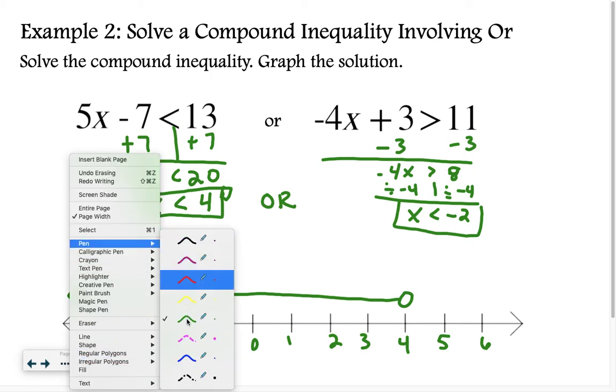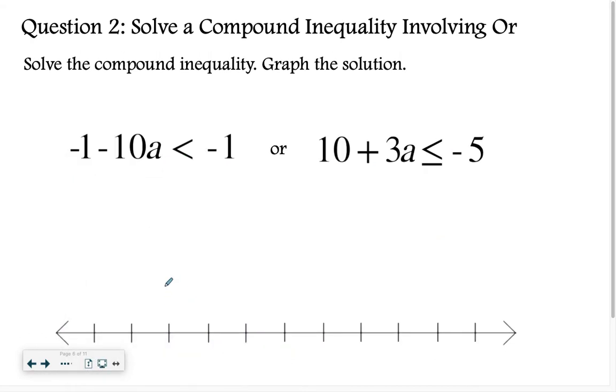I'm just going to switch back to pen. All right, now I want you to try this problem on your own. Good luck.